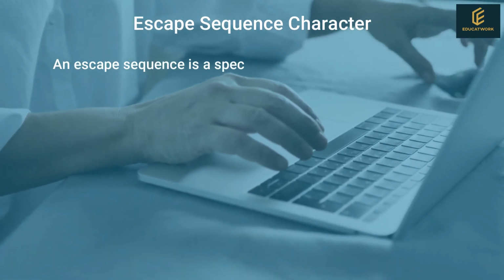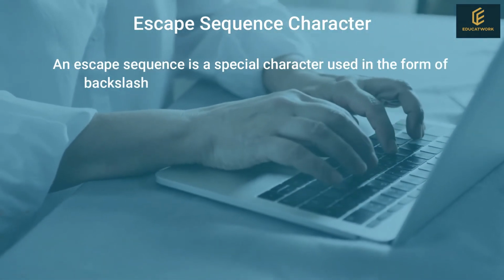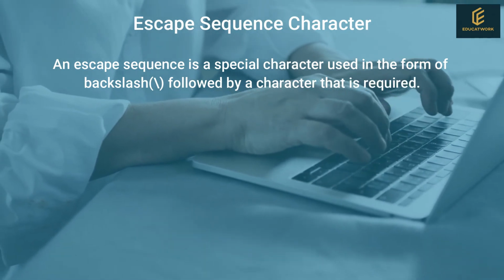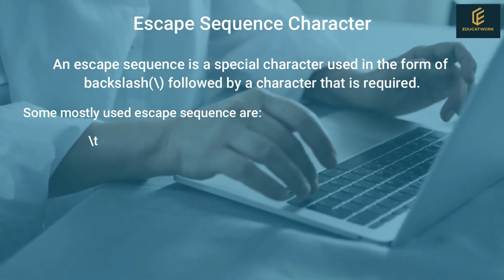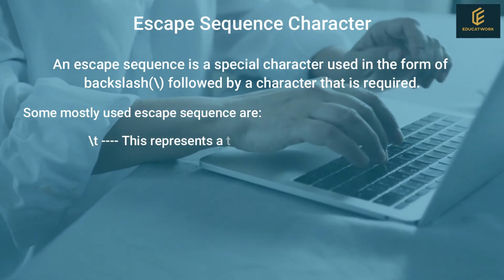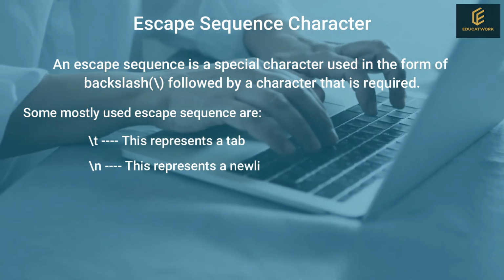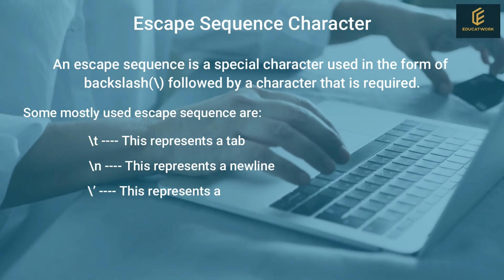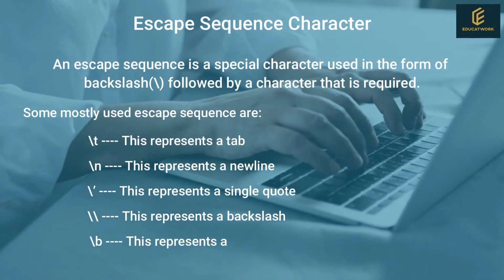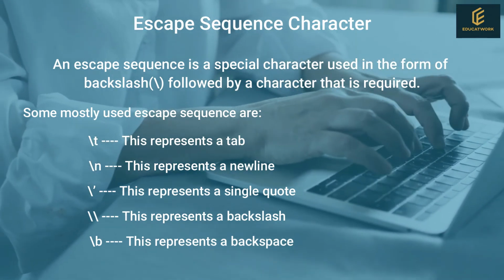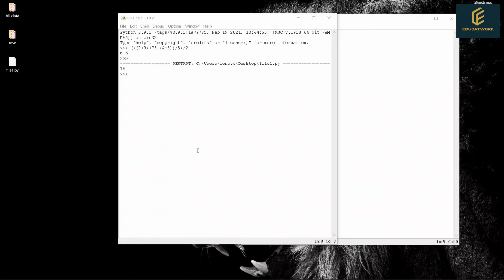An escape sequence is a special character used in the form of a backslash followed by a required character. Some mostly used escape sequences are \t, which represents a tab; \n, which represents a new line; \' , which represents a single quote; \\, which represents a backslash; and \b, which represents a backspace. Let's see an example of each one by one.